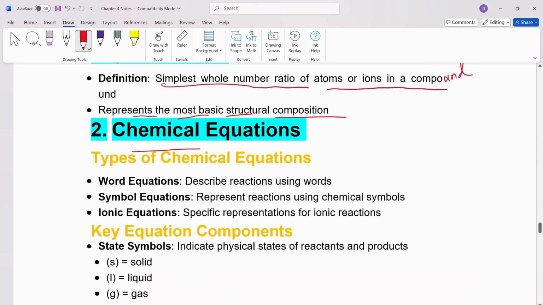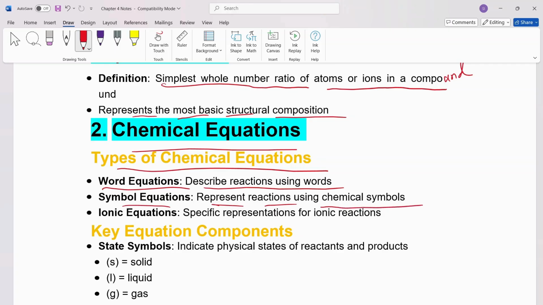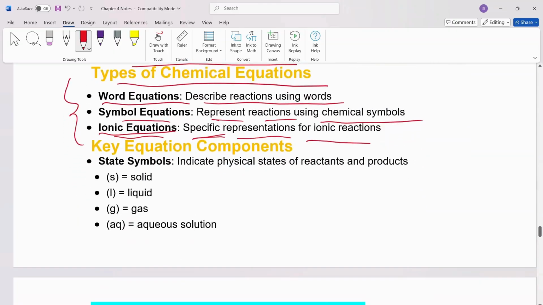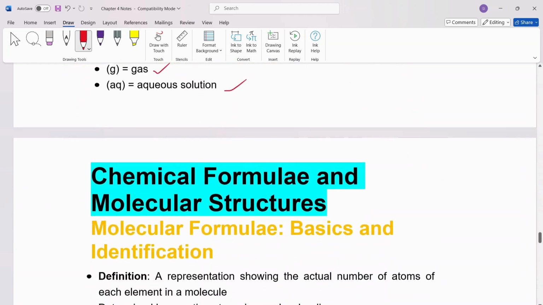Chemical equations. Okay, we have types of chemical equations. Word equation, it describes reactions using words. Symbol equation, it represents reaction using chemical symbols. And ionic equations, so we have these three types. Ionic equation is a specific representation for ionic reactions. Key symbols, here we have state symbols which indicate physical state of reactants and products. For example, s for solid, l for liquid, g for gas, and aq for aqueous solution.